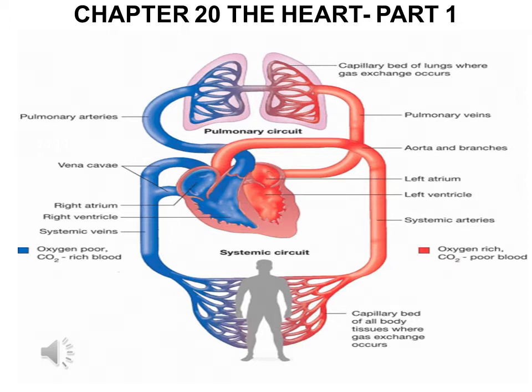So the arteries are carrying blood away from the heart to the lungs, but it's deoxygenated. The veins are always going to carry blood back to the heart. However, in this case, the veins are carrying oxygenated blood back to the heart from the lungs.